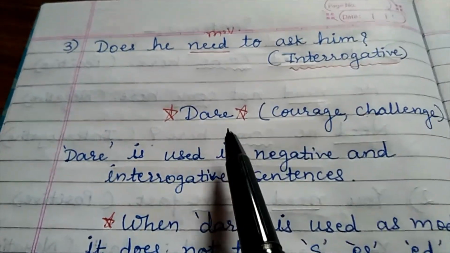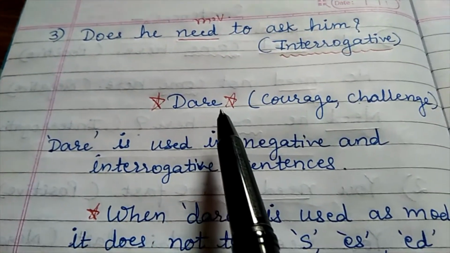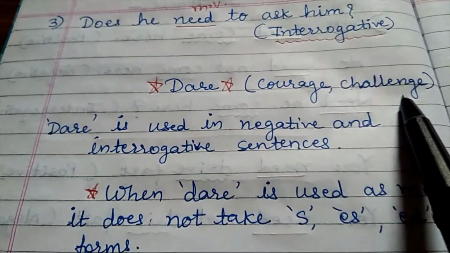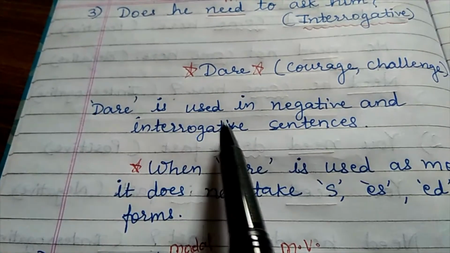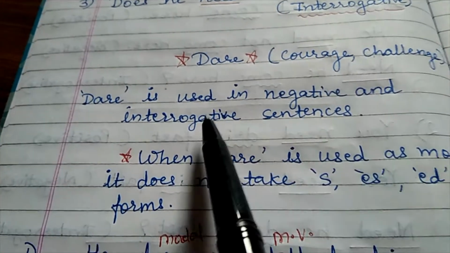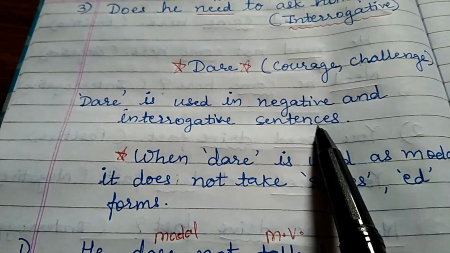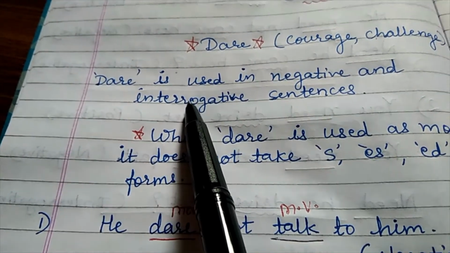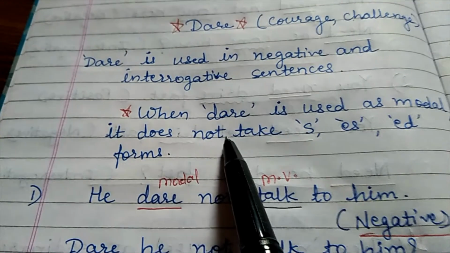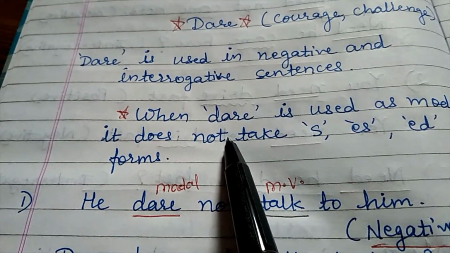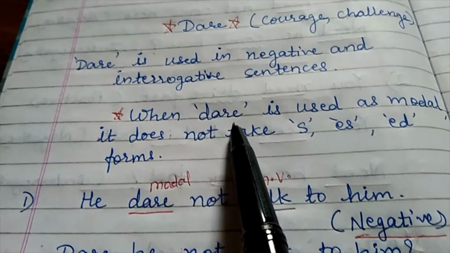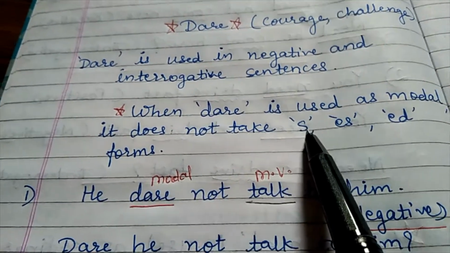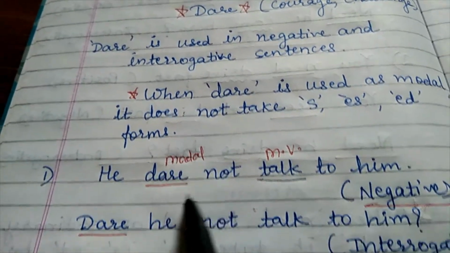Now let's learn the next modal auxiliary, that is dare. Dare means courage or challenge. See, dare is used in negative and interrogative sentences. Dare is also used in both negative and interrogative sentences. It is used the same as need. When dare is used as modal auxiliary, it does not take s, es, ed forms.